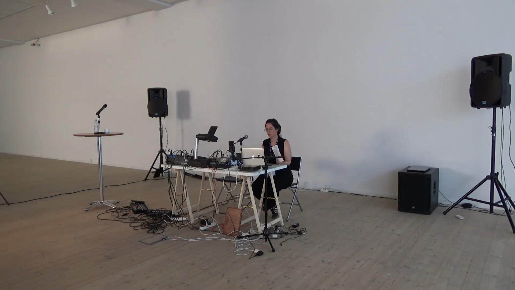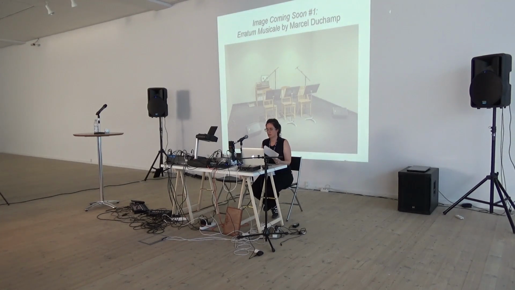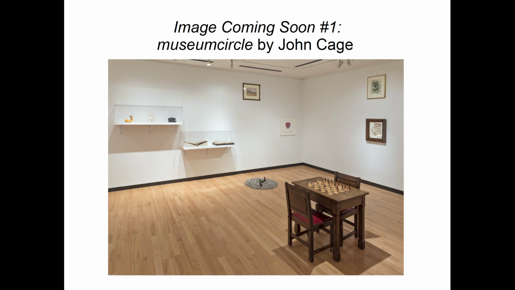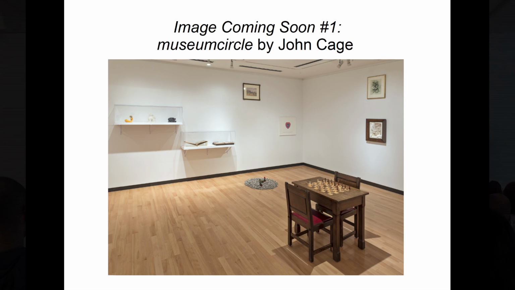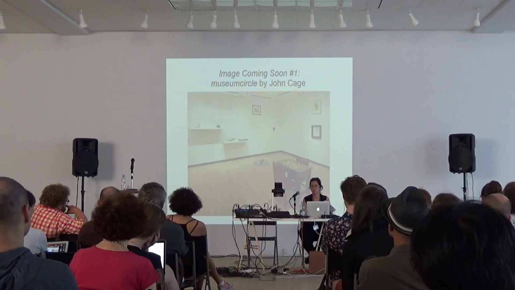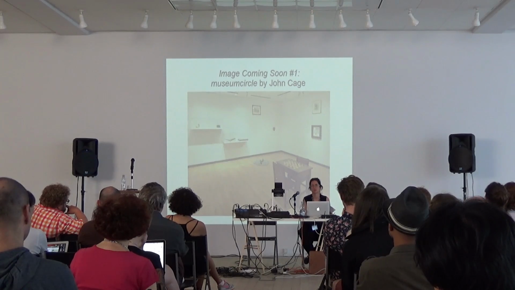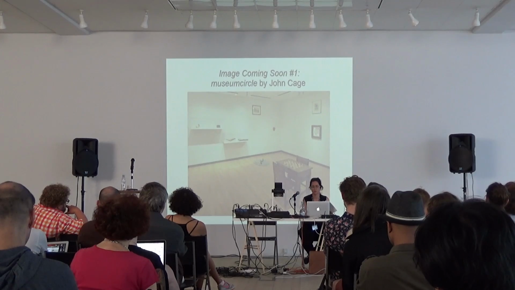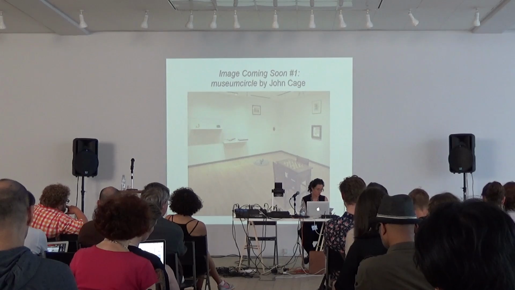Yeah, so what I'm basically suggesting is that, according to Julie Lazar, Museum Circle is Cage's interpretation of Erratum Musicale. So, following, this is about Museum Circle, the movement that was in Rolywholyover and was presented in my project, Image Coming Soon, and the next images would be from Image Coming Soon of Museum Circle.